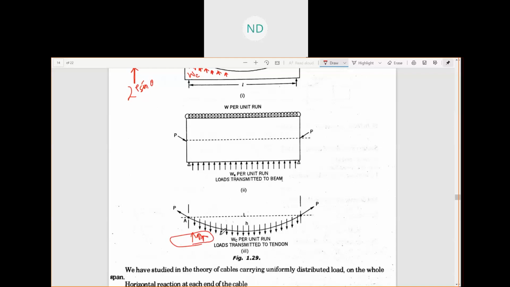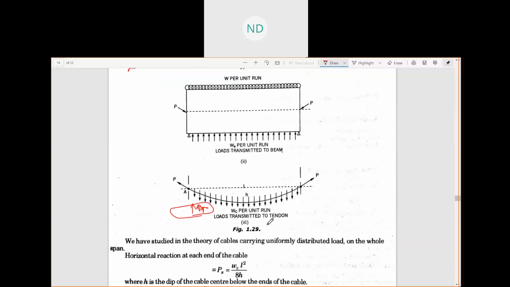What is the value of this upward pressure which your tendon is giving back to your downward pressures? We know in a parabolic profile, in the theory of cables carrying uniformly distributed load on the whole span, what happens? This is your horizontal reaction at each end of the cable.